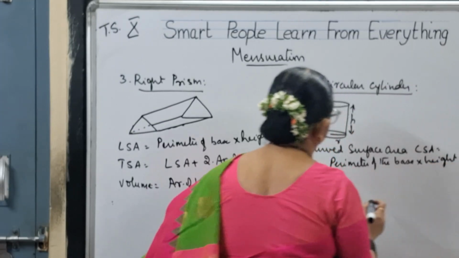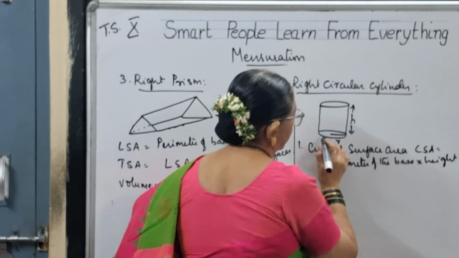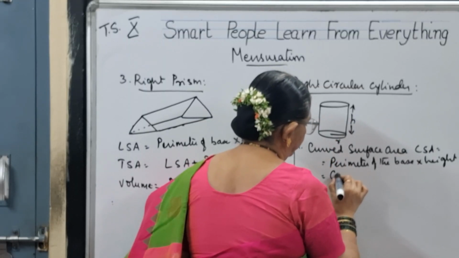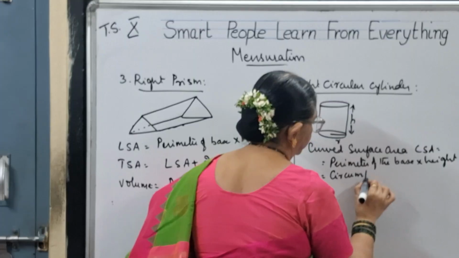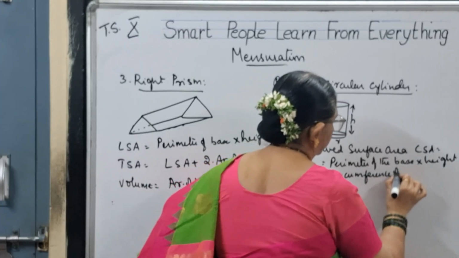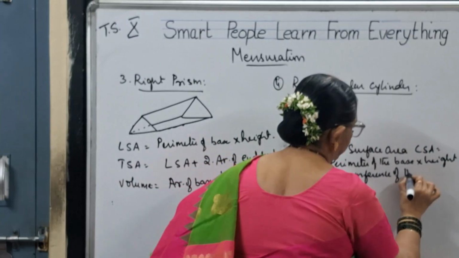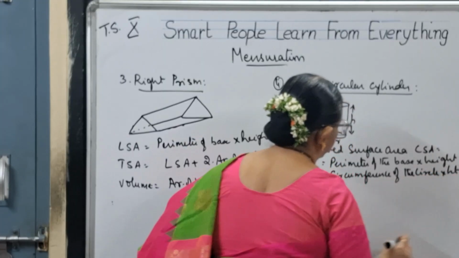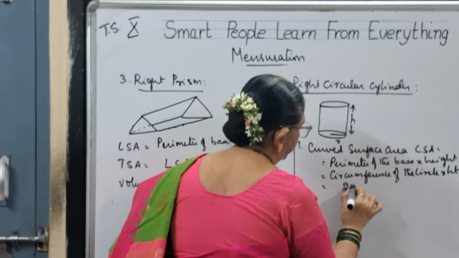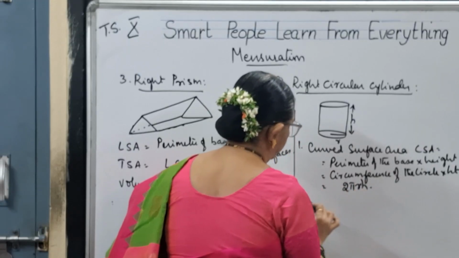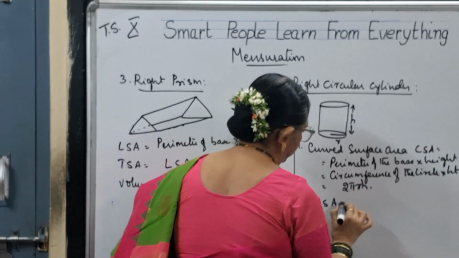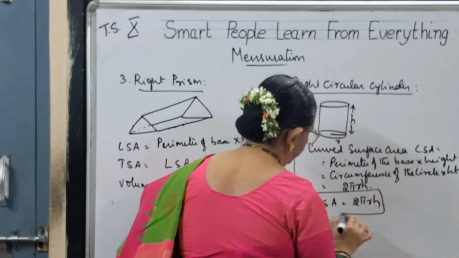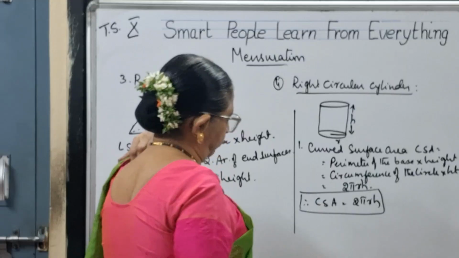So what is the base here? Base is a circle, so it is the circumference of a circle, into height. The circumference of the circle formula is 2 pi r, into h. Therefore, curved surface area is 2 pi r h. This is the formula for curved surface area.